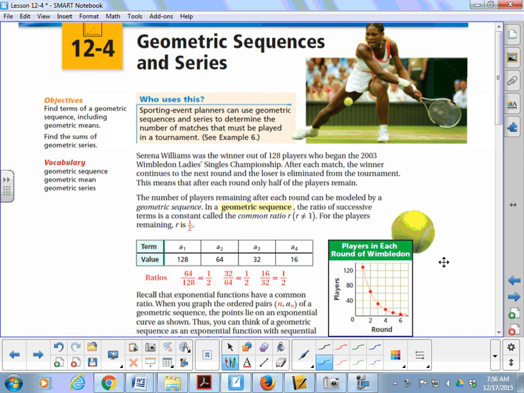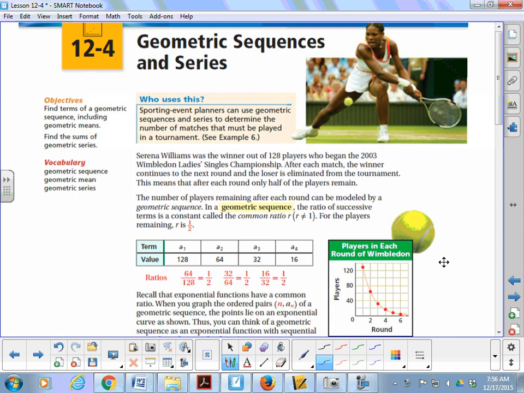Right, so today we're going to look at geometric sequences and series. A geometric sequence is a sequence where we multiply by the same number to get the next number each time. So each number in the sequence is multiplied by the same number. Now, even if things are being cut in half, we're still using multiplication. We're not going to do division.